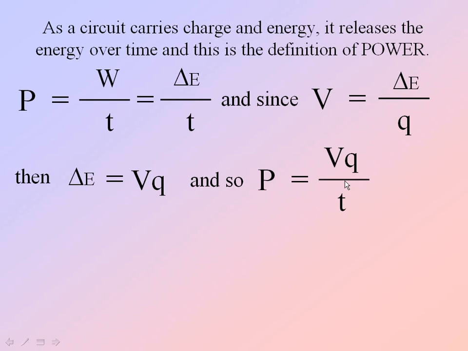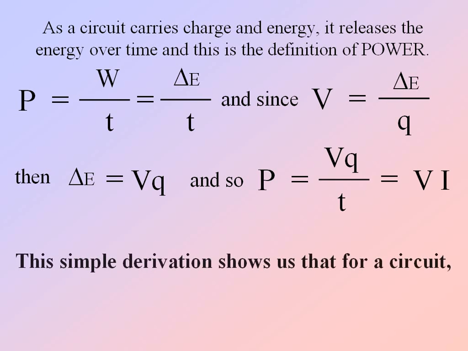You'll notice here that we have charge divided by time. Earlier we discussed that charge divided by time was equal to current. Current is the rate of flow of charge. And therefore we can see that charge over time is equal to current, so power is equal to V times I. This simple derivation shows that for a circuit, power is equal to V times I, or in other words, the potential difference times the current.